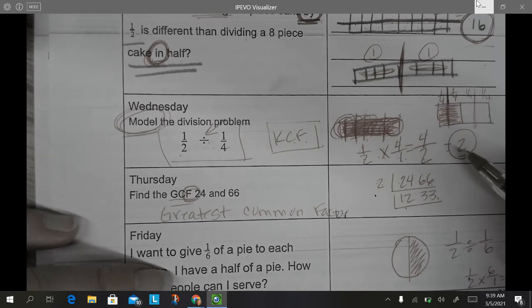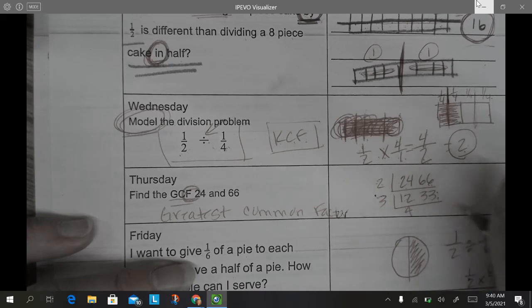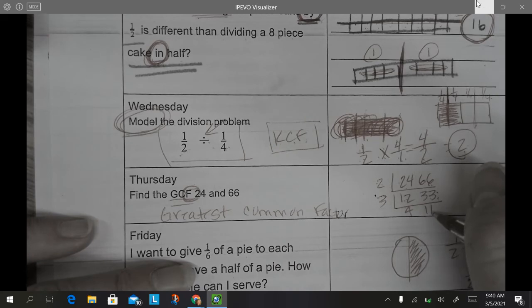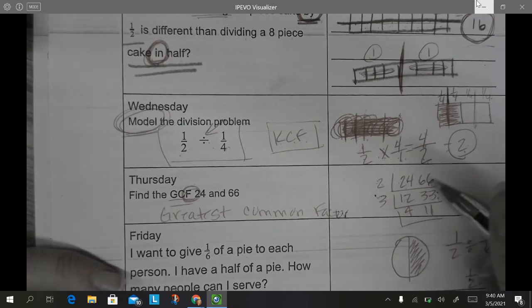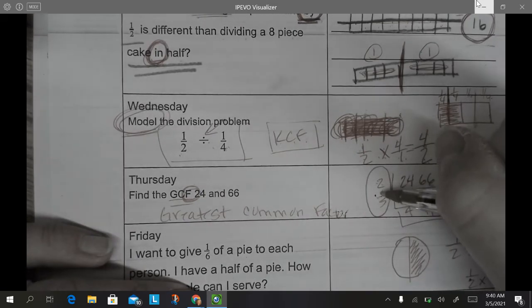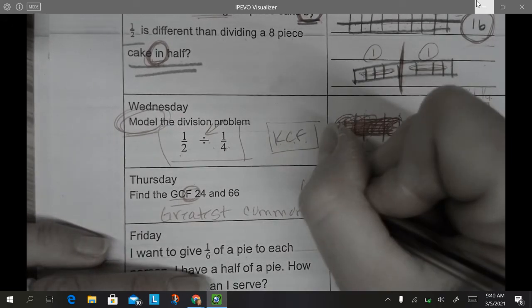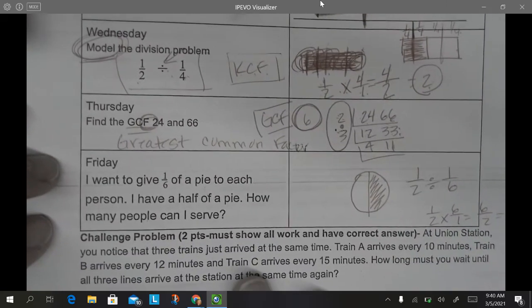If you know that 2 doesn't work, always try 3. I think 3 would work, because 3 goes into 12 4 times, and 3 goes into 33 11 times. I also see that 4 and 11 don't have a common factor because 11 is prime. There's nothing that goes into 11 other than 1 and 11. So therefore, you're finished. You found the factors that go into 24 and 66, and all you do is multiply them, and 6 is the greatest common factor. Good job.